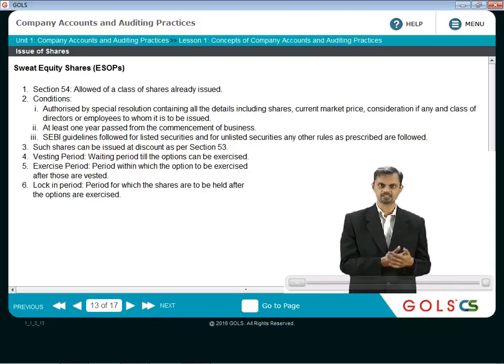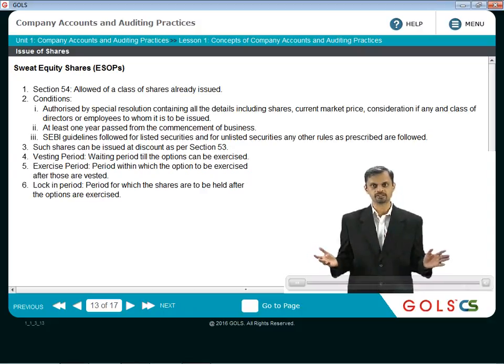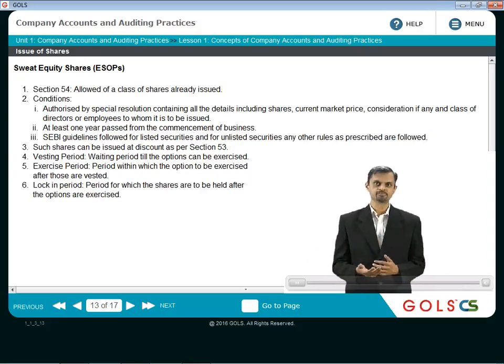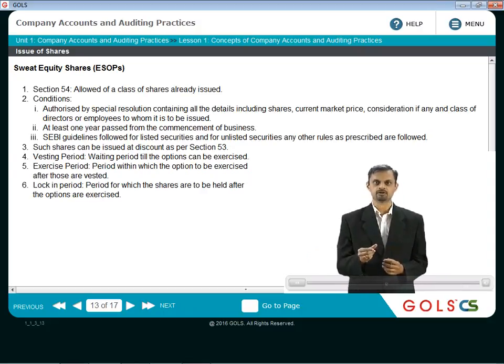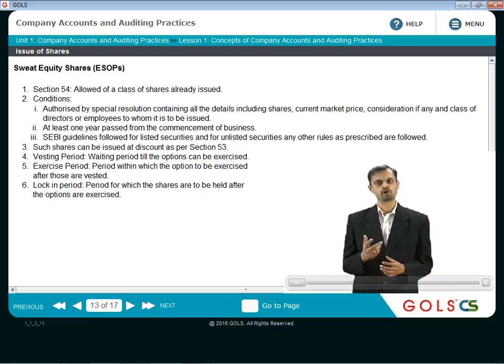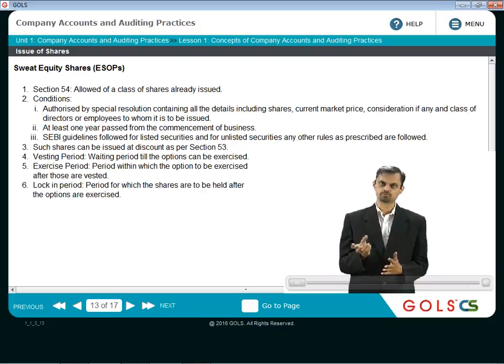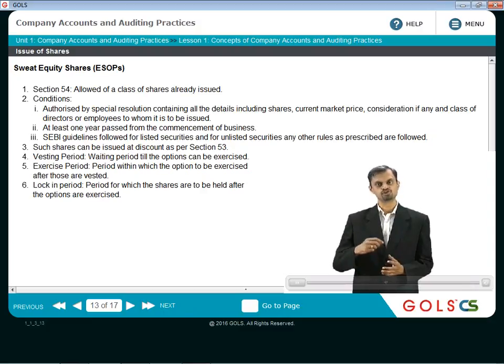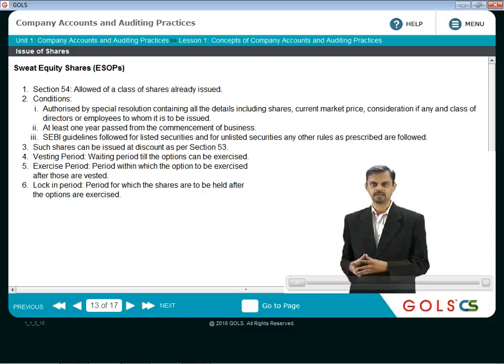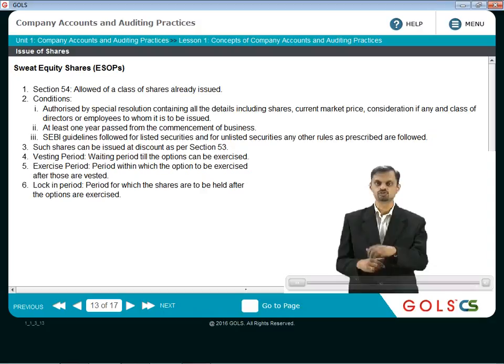So remember, first the vesting period, within which nothing can be done. After the vesting period is over, there is exercise period, within which compulsorily the options should be exercised. If not exercised, those will lapse. Then, assuming that those options are exercised and the shares are taken by the employees, those shares have to be compulsorily with them for a certain period of time, which is called lock-in period. So first vesting period, then exercise period, and then the lock-in period.